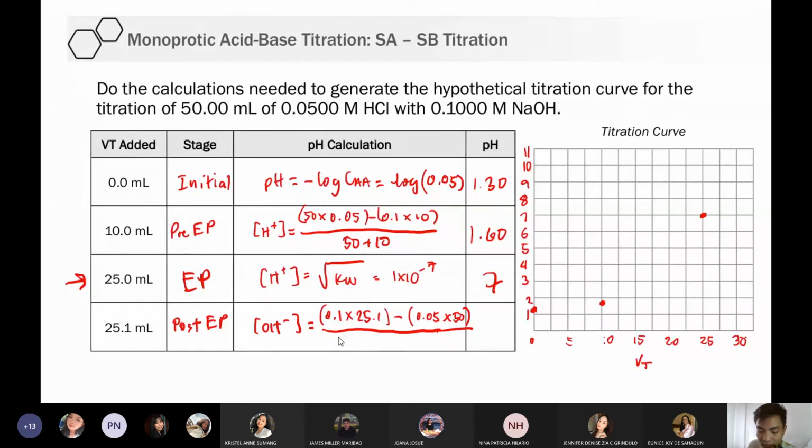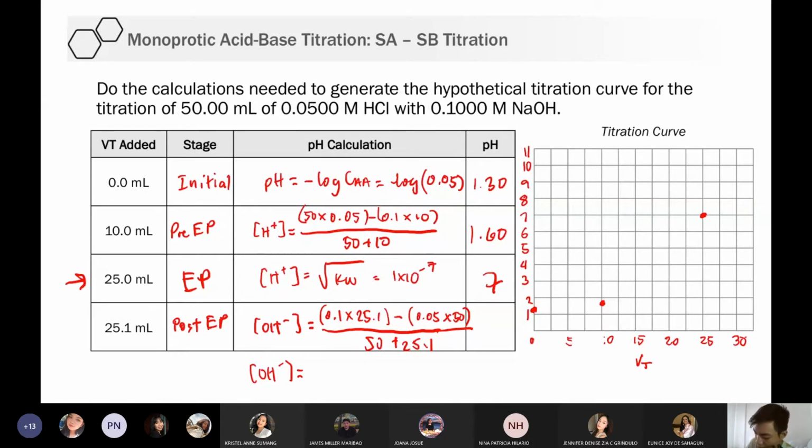Ano na yung total volume natin? We have 50 na analyte plus 25.1 na titrant. Okay? So, yan. So, 50 plus 25.1. Ipag-add mo lang yung volume ng titrant and yung analyte. Okay? So, solve mo yan, makukuha mo yung OH. Solve natin. 0.1 times 25.1 minus 0.05 times 50 divided by 50 plus 25.1.